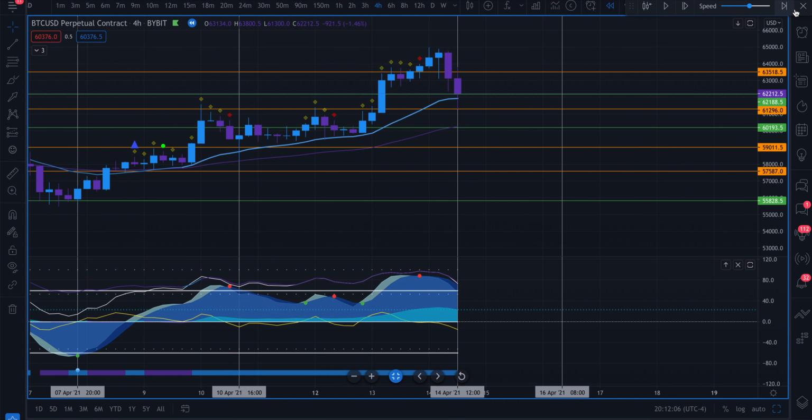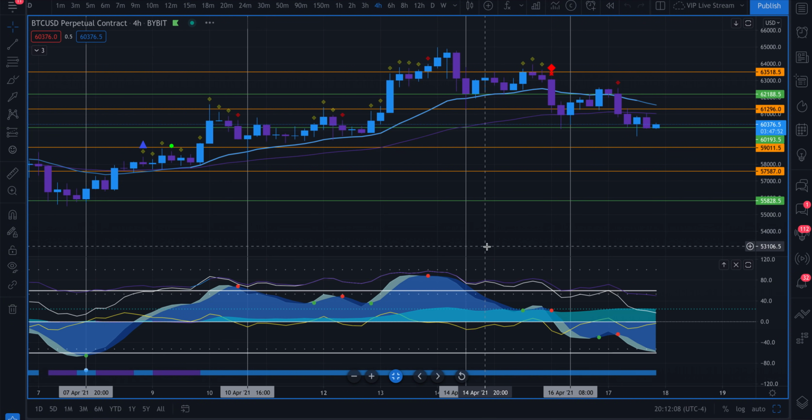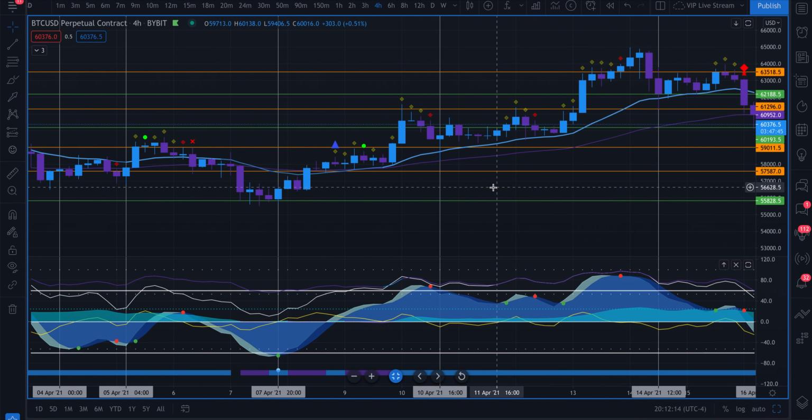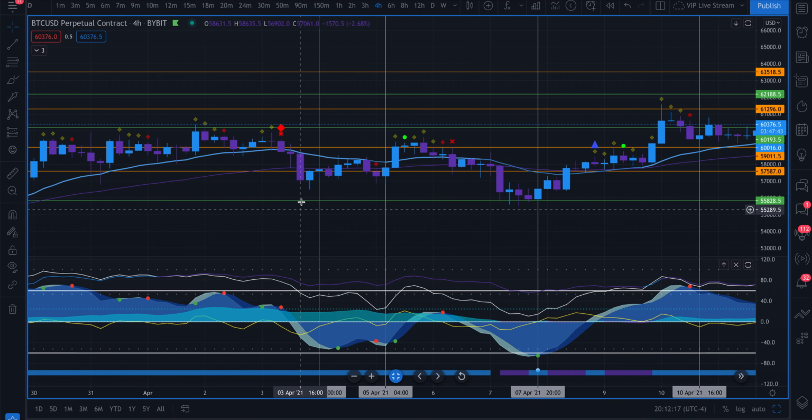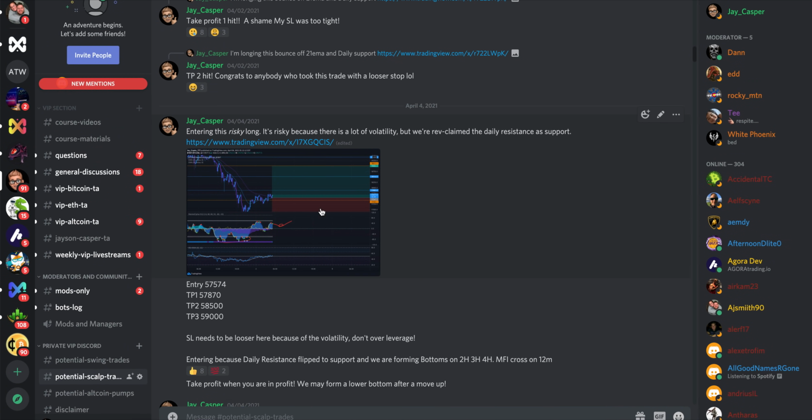Now, what I want to do is take a look at these trades, and go through the trades that I've taken in the past, and show you guys why I entered these trades. So we'll start with this one that I took here on April 4th. Okay, I took this trade on April 4th around midnight, and I posted that trade in my Discord right here. You can see on April 4th, and this is my entry.